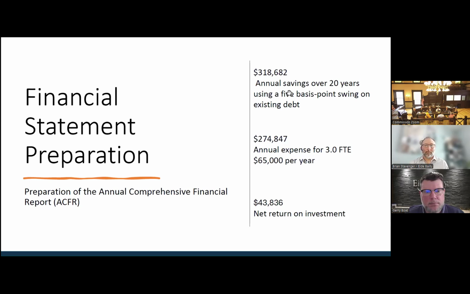It looks like, if we did take on a little bit of additional debt in 2033, and we refunded existing debt, it could save $318,682, moving from an AA1 rating to a AAA rating. And I want to caveat that with the fact that if we go GAAP, it doesn't mean that we will get that AAA rating. Staff will strive for that, but it's not guaranteed. The cost to add finance staff were then subtracted from the interest savings to come up with a net return on investment.